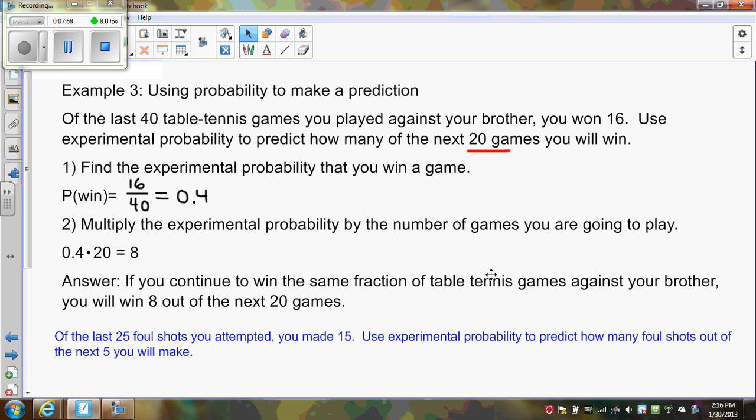So try this example. Of the last 25 foul shots you attempted, you made 15. Use experimental probability to predict how many foul shots out of the next 5 in the big game that you will make. So press pause and try this now.